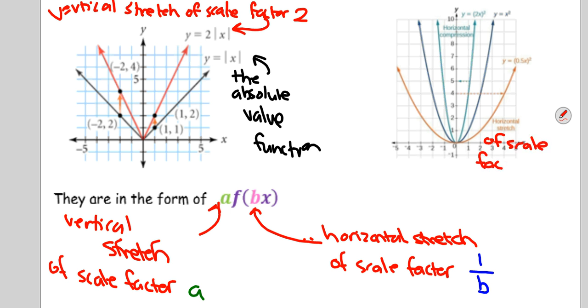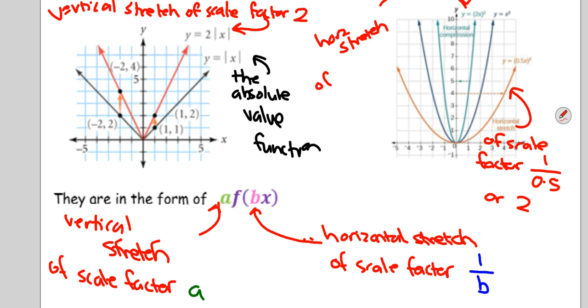What's the scale factor for the orange one? Good, yeah, 1 over 0.5, or 1 divided by 0.5, which is like 1 divided by a half, which equals 2. 1 times 2 over 1 is 2. Yeah, exactly, good. So the orange one is a horizontal stretch of scale factor 2. Whereas the light blue one, it's still a horizontal stretch because the number's inside the bracket. And what's the scale factor? 0.5. Yeah, good. 1 over 2, because it's 2 in there. So horizontal stretch of scale factor 1 over 2.